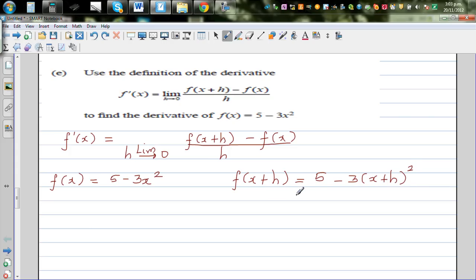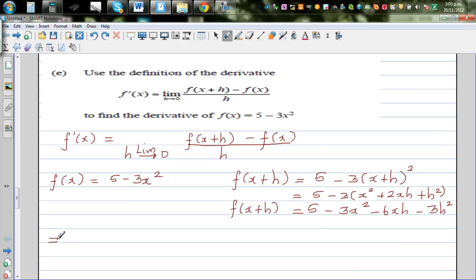So let's simplify this a little. This is 5 minus 3, expanding this, you have x squared plus 2xh plus h squared. Simplifying this further, this is 5 minus 3x squared minus 6xh minus 3h squared. So this is your f of x plus h.